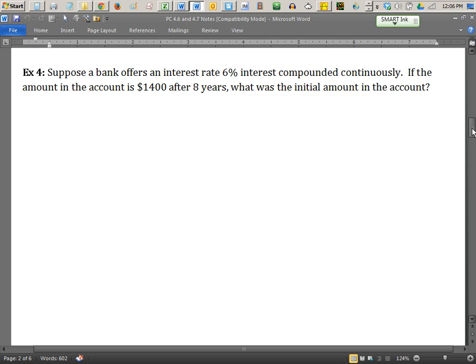Example 4. Suppose a bank offers rate 6%, so you should know right away that R is 0.06. Compounded continuously, what does that tell us? It tells us we're using the PERT formula and not the other one. Okay? If the amount in the account is $1,400 after 8 years, what was the initial amount? It sounds like we're going to have $1,400 in the end, but we don't remember what we put in the first place. It looks like the rate was 6% and the time elapsed was 8 years.